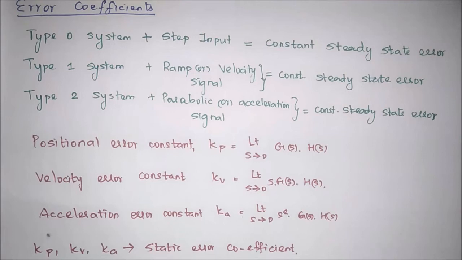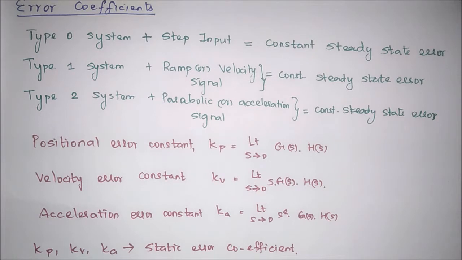In this video, we are going to see about error coefficients. When a control system is excited with a standard input signal, we know the standard input signals are step input, ramp input, and parabolic input. When we excite a control system with standard inputs, we will get the steady state error in terms of 0, a constant value, or infinity. Among these three, we will get one value.